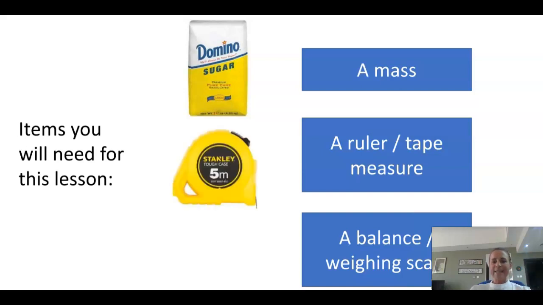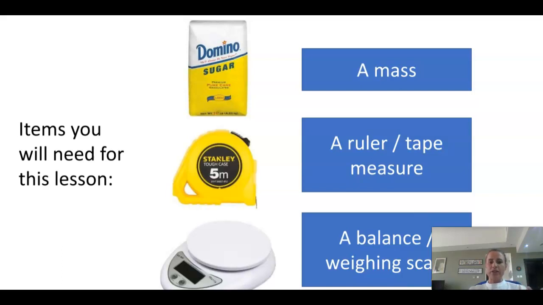You then will need a tape measure. It could be one like the image here. You could use a normal ruler. You might have one of these from a sewing kit or something, a different type of tape measure. So you need something that can measure. And you need some kind of balance or weighing scale. Could be scales that you use in the bathroom to weigh the size of a person. Could be scales that you use in the kitchen that you would use for cooking.